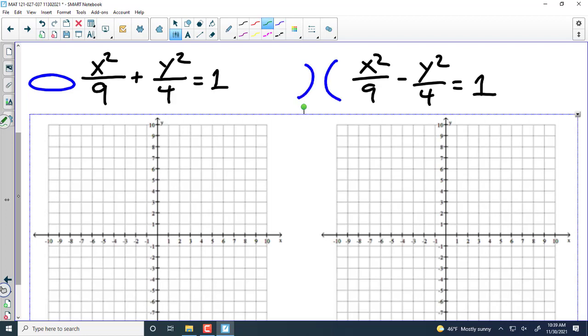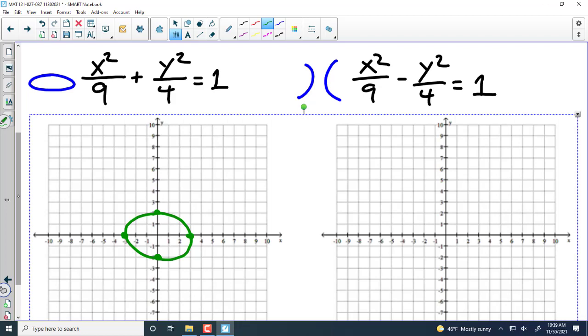But both of these, you would start by plotting the same 4 points. This one right here, the ellipse, you're going to go left and right 3, and you're going to go up and down 2. Why? Because you take the square root of the number under x squared to move left and right. You take the square root of the number under y squared to move up and down. And since this is an ellipse, we just finish it up, and we're done.